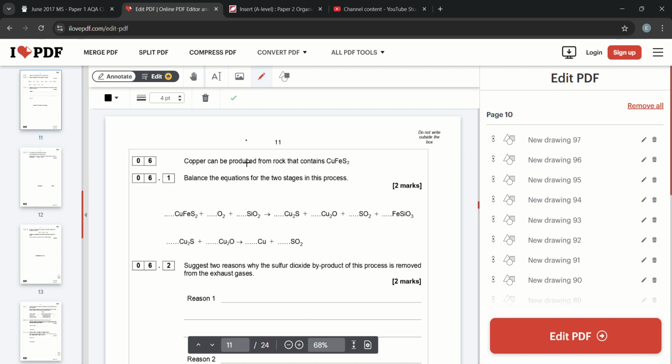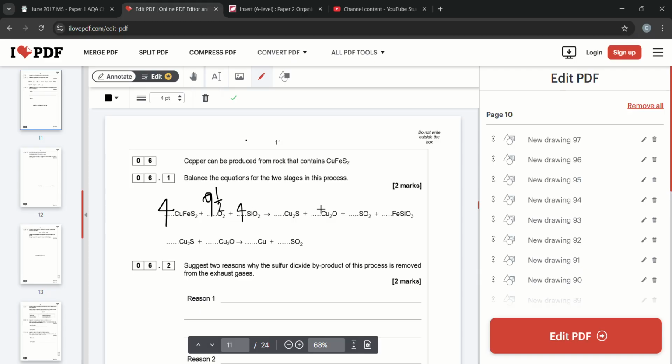Question 6. Copper can be produced from rock that contains CuFeS2. Balance the equation for the two stages in this process. This is a really tricky 2 marks for balancing equations. Well, if you do it successfully, you should get 4 CuFeS2 plus 9.5 O2 plus 4 SiO2 arrow.